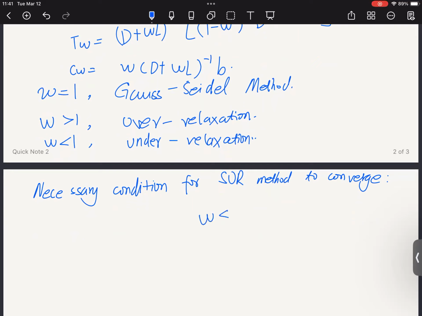Omega should be a positive weight, and it should also be smaller than 2. People have proved this, but we skip the proof here. If the problem only specifies this, then if it can converge, it should satisfy this criterion here. And this is the method here.